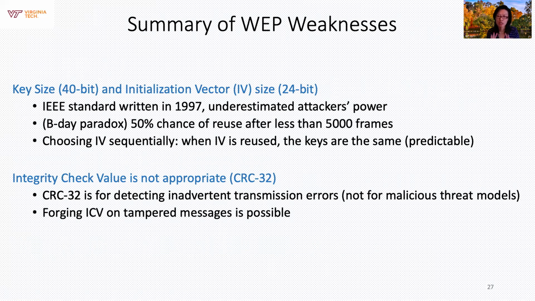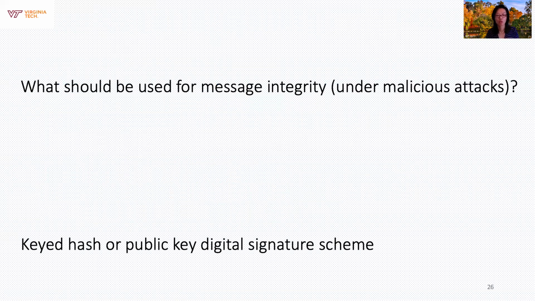So the summary of weaknesses is not just one weakness, it's multiple weaknesses. Probably they shouldn't use a stream cipher. Even for a stream cipher, a longer key should be used. And also the original implementation chose the initial vectors sequentially, which makes things very predictable. So if the keys are the same and the IVs are predictable, then you don't have a lot of entropy when you do the encryption.